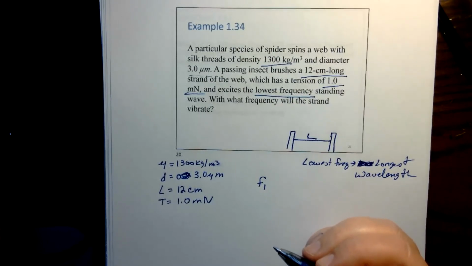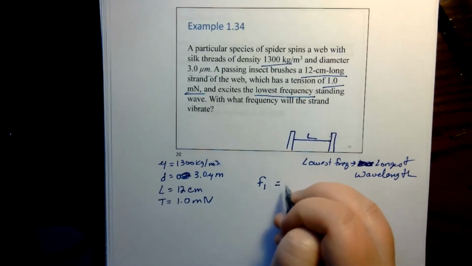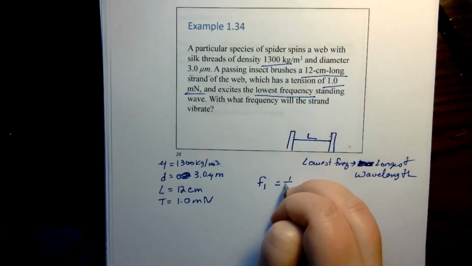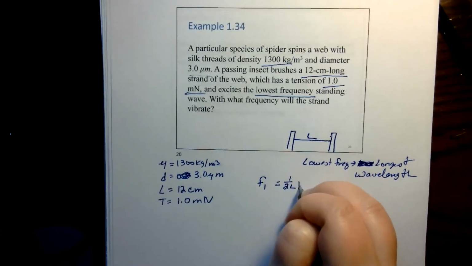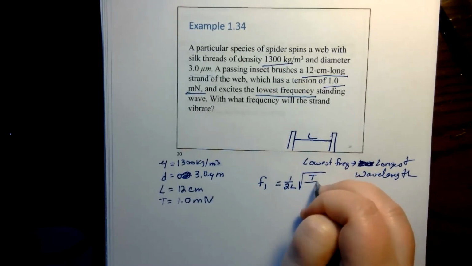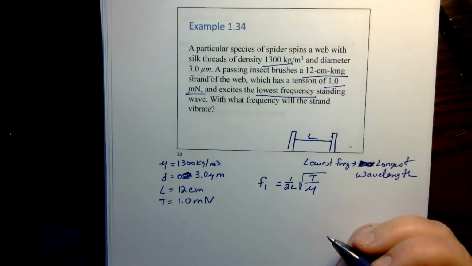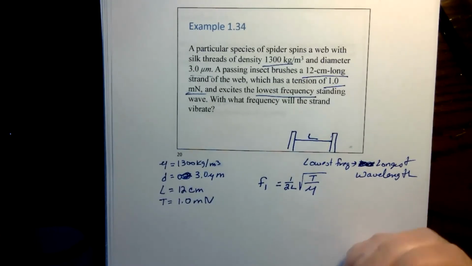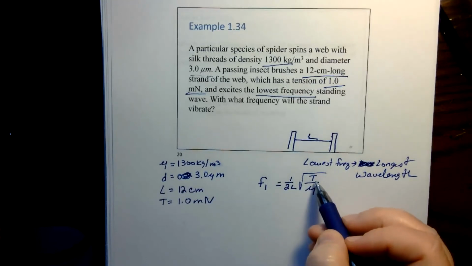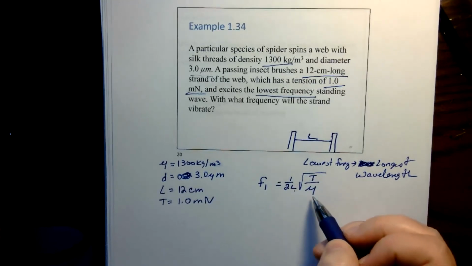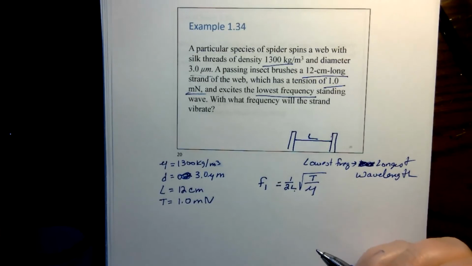Okay, and we said earlier that our f1, our lowest frequency, was 1/2L times the square root of the tension in our string divided by mu. Remember that capital T in this case is tension and not temperature or period or any of the other gazillion things we call T. So that is our tension. Now, we know our T, we know our L, we know our mu. Do we care about our D?